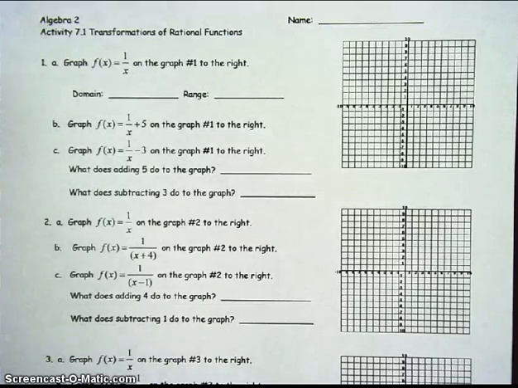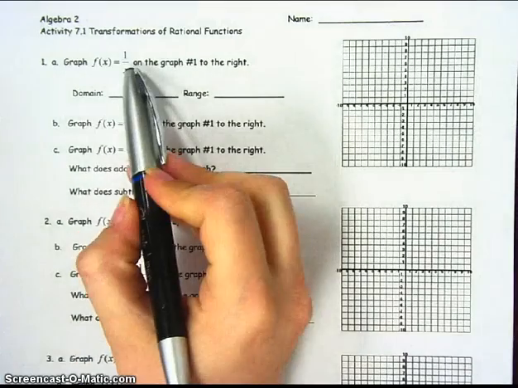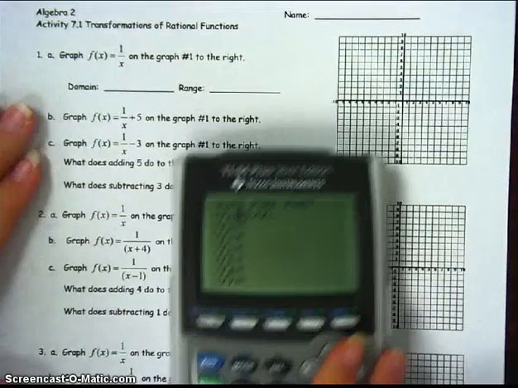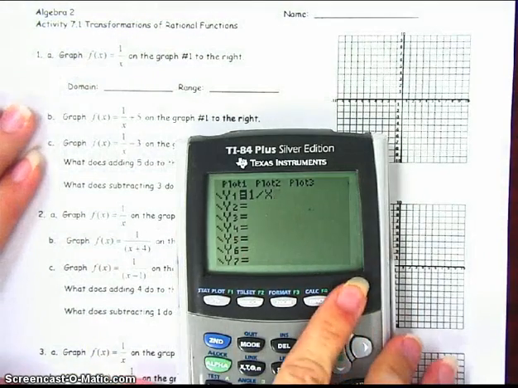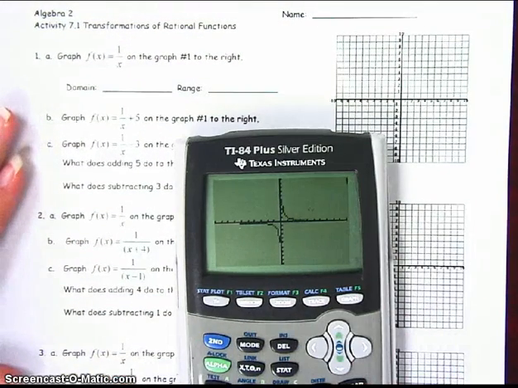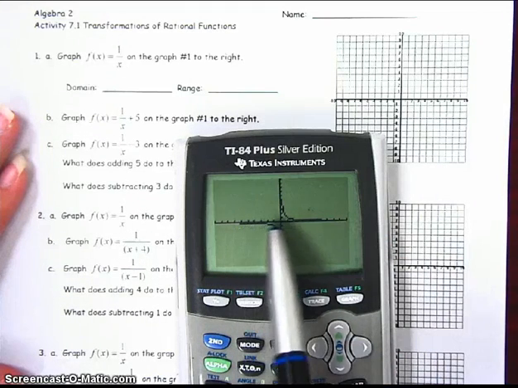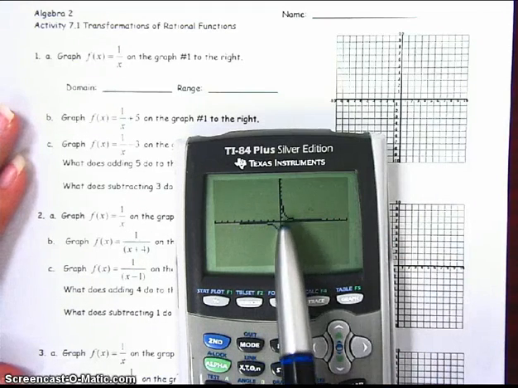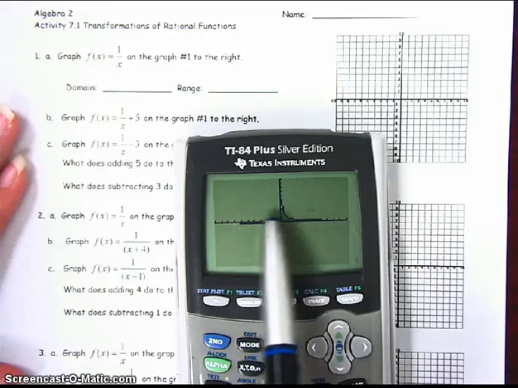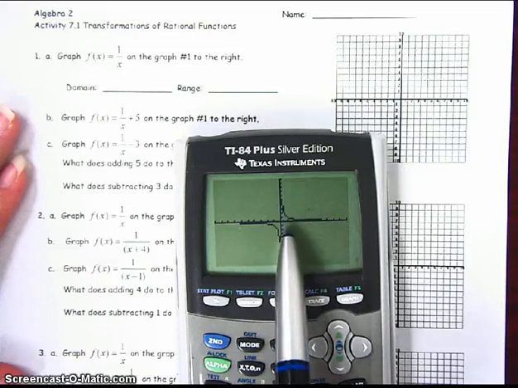Okay, today we're looking at transformations of the rational function. If you remember, our parent function is f of x equals 1 over x. So if we look at our graph, we want to first find the domain and range. If you remember, our domain is all x values except for 0, and all y values except for 0. So we have a horizontal asymptote and we have a vertical asymptote.